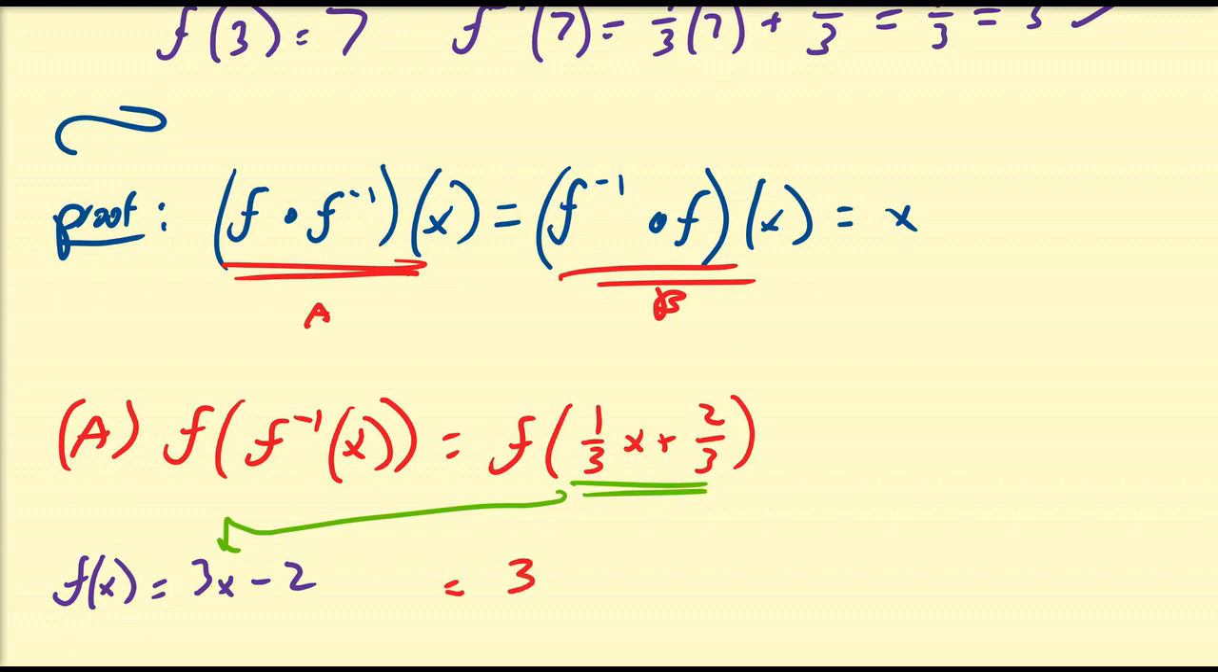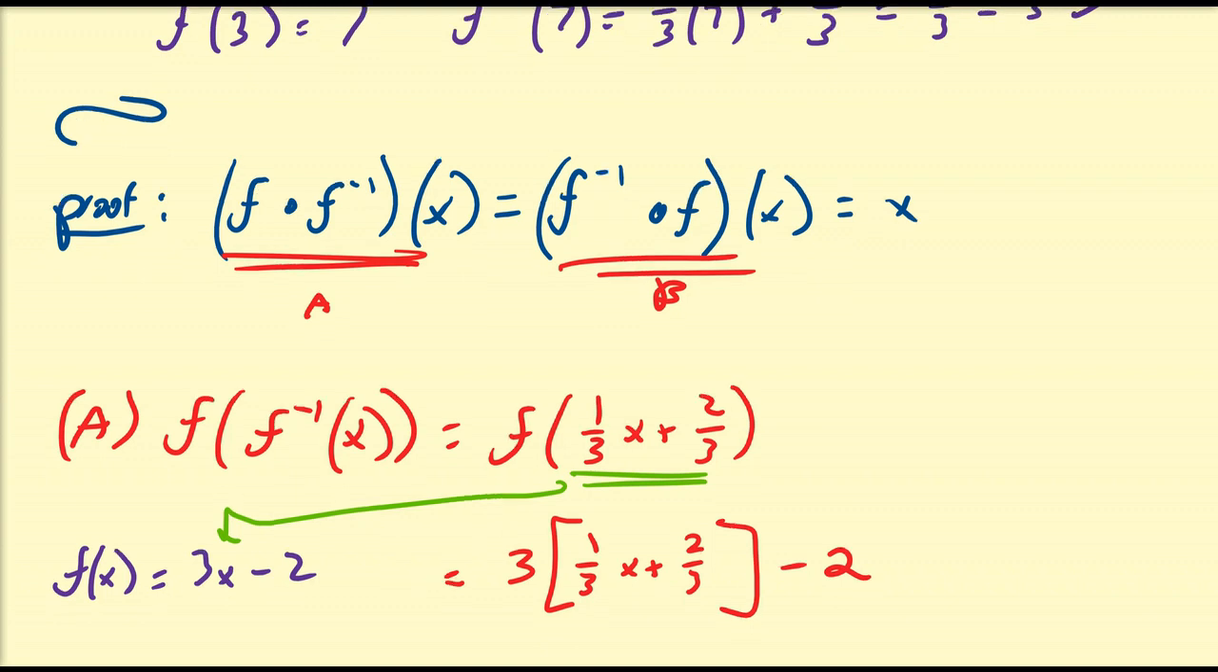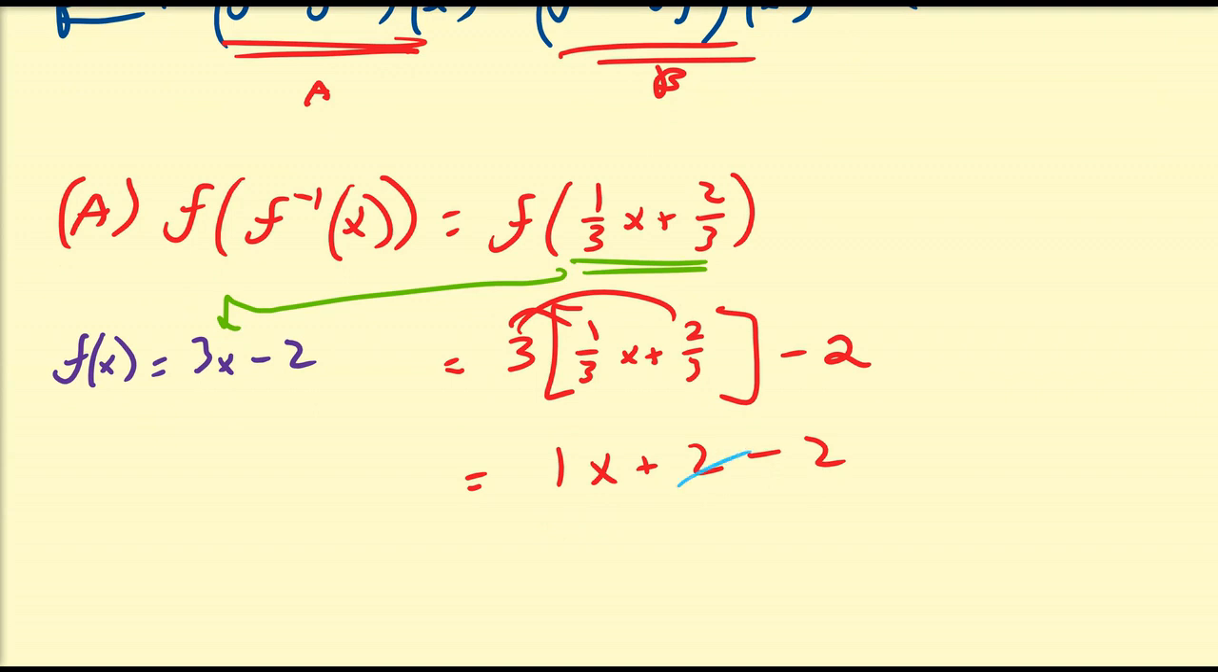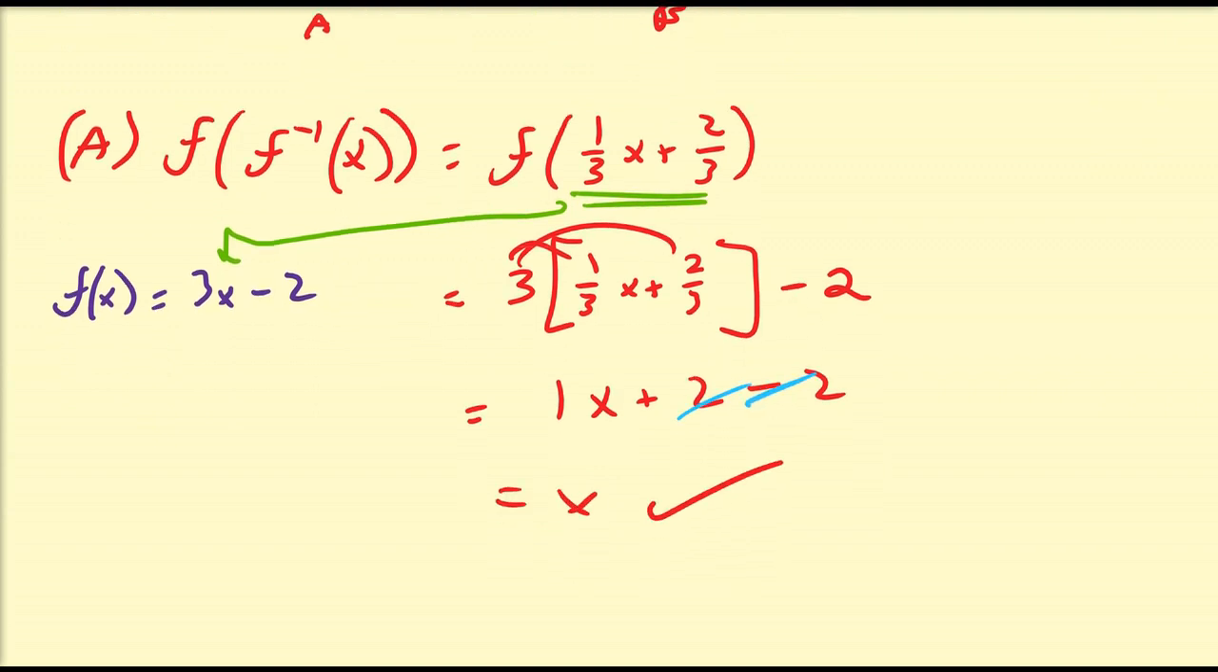So this is going to be equal to 3 times (1/3 x plus 2/3) minus 2. And our goal is to show that this is equal to x. So I'm going to distribute 3 into this expression, which gives me 1x plus 2 minus 2. As you see, these 2's cancel, and we're just left with x. So this part checks out.